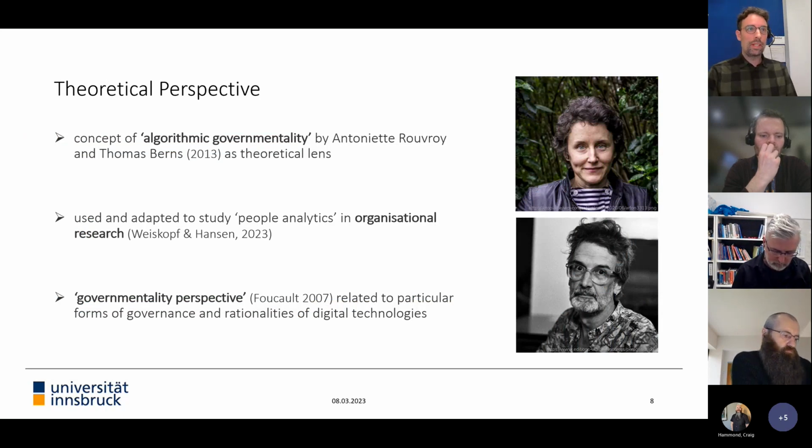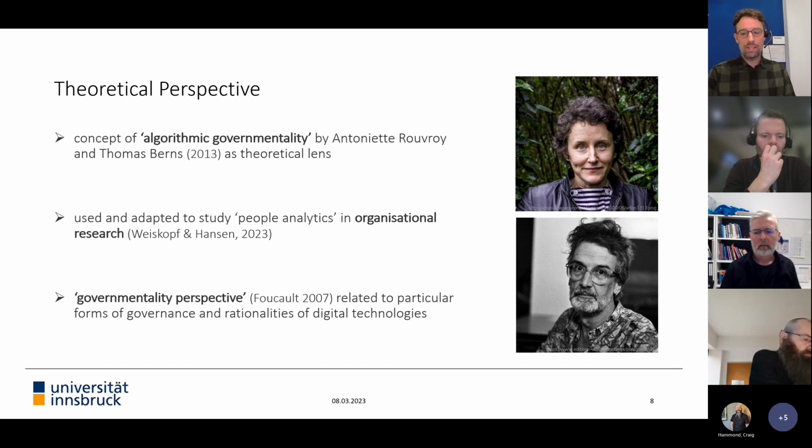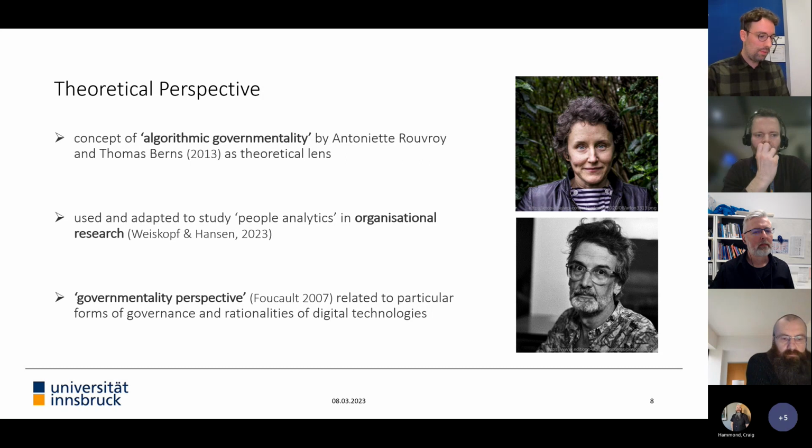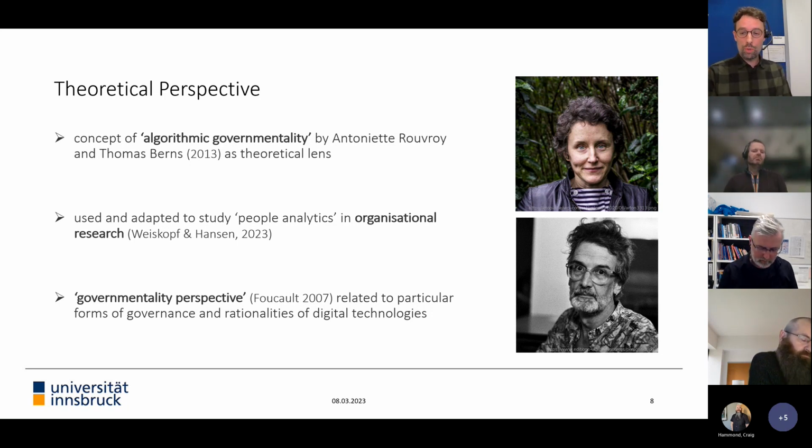In our opinion, the concept of algorithmic governmentality is a suitable theoretical lens for investigating specific practices of governance and self-governance that emerge by the use and application of learning analytics systems and architectures. This concept originates from Antoinette Rouvroy and Thomas Berns. Both are philosophers, and they are professors of political philosophy and philosophy of law at the University of Brussels. This concept has been used and adapted also in other fields, not just in philosophy of law. For example, in organizational research, Weiskopf and Hansen used this concept to study people analytics, for example facial recognition.